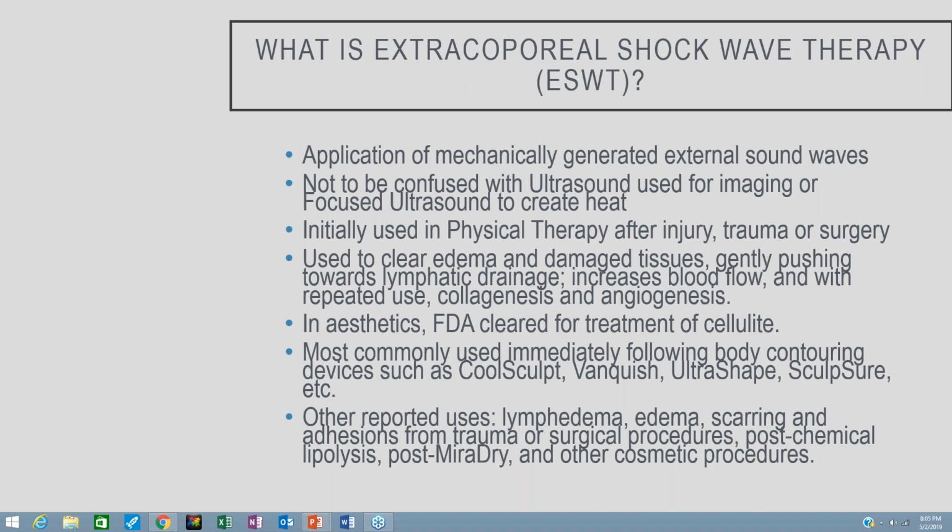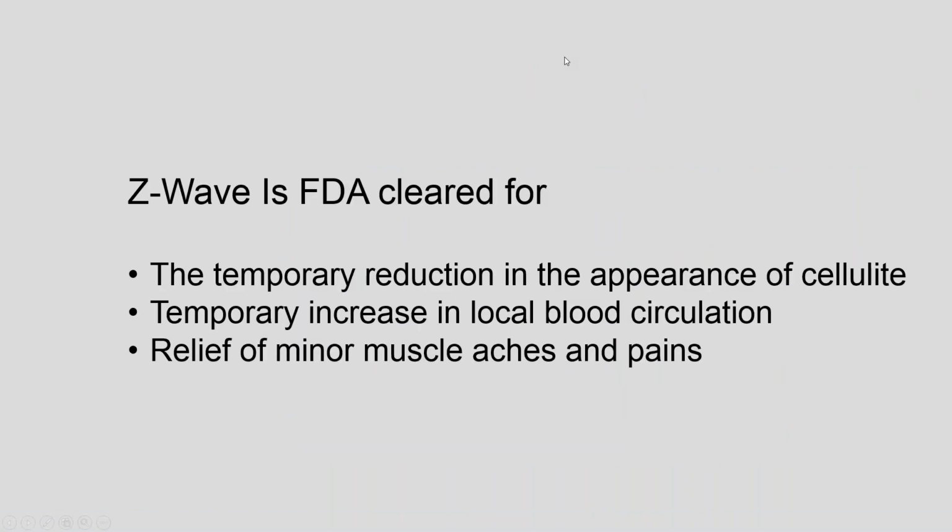mirror dry, tattoo removal, erectile dysfunction. Those things are not endorsed by Zimmer, but I want to talk to you about that because I want to give you a lot of good off-label uses too, so you can really maximize the use of your device. So we're going to talk about what the FDA clearance for Z-Wave is. FDA clearance for Z-Wave is temporary reduction of cellulite, the increase in local blood circulation, and the relief of minor muscle aches and pains. Those are the three things that Z-Wave is FDA cleared for, but I'm going to go into a lot of other things in addition to these.